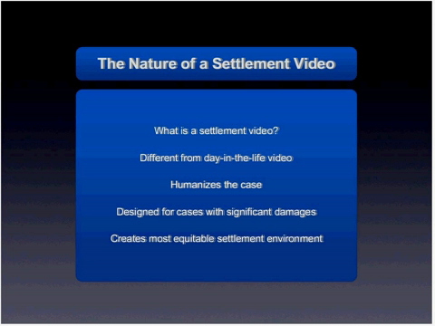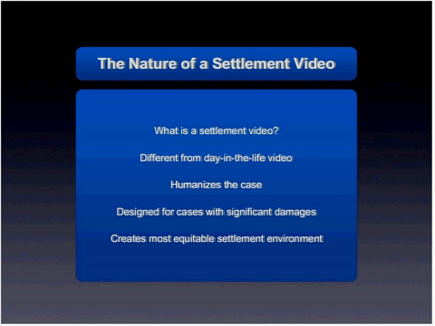It humanizes the case. It's designed for cases with significant damages, and by that we mean you're not going to be spending $5,000, $10,000, $15,000, $20,000, $30,000 on a settlement video if your case is worth relatively little. However, I'm telling you that in my practice and all of the leading attorneys in the metropolitan area where I work, there is not a single case with significant damages where we do not use a settlement video.